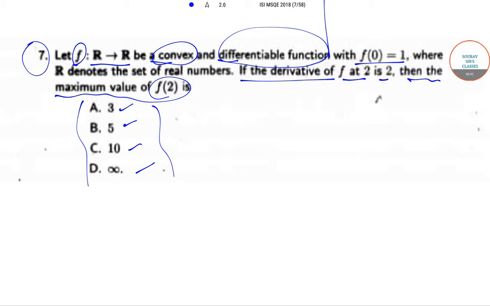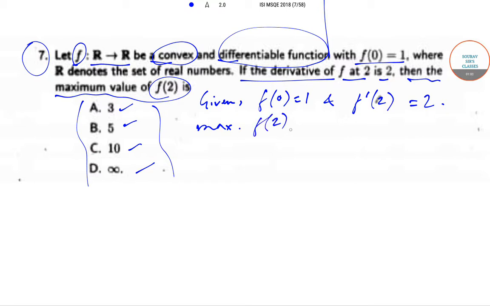Now we have been given f(0) is equal to 1 and f'(2) is equal to 2. So these are the options that have been given. Now we need to find out the maximum value of f(2). Now let us take a function g(x) which will be defined as 2x plus 1.